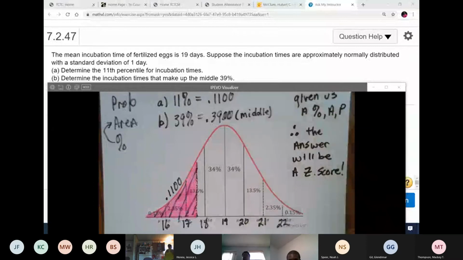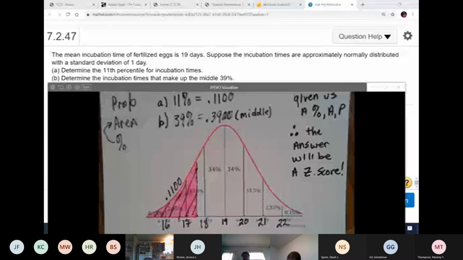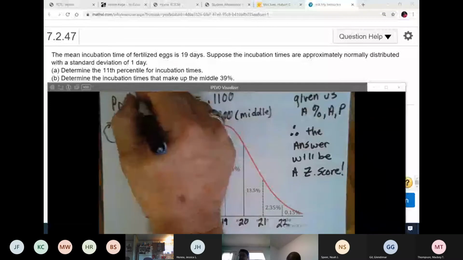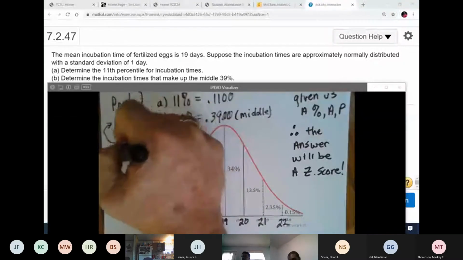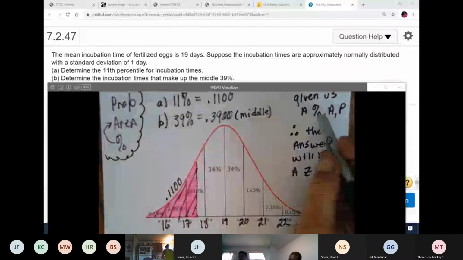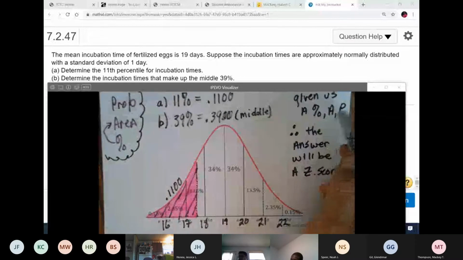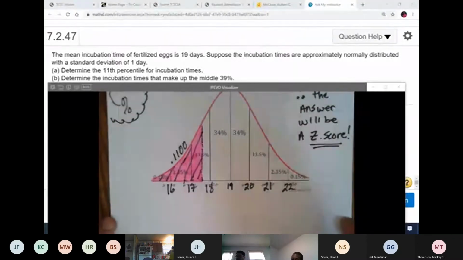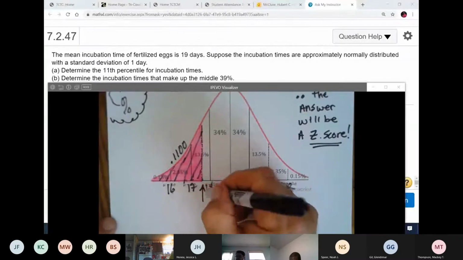A z-score. Now, I want everybody to write that down, because if you're given an area, a percent, or a probability, they're going to want a z-score for an answer. So you've got to find a z-score right there.